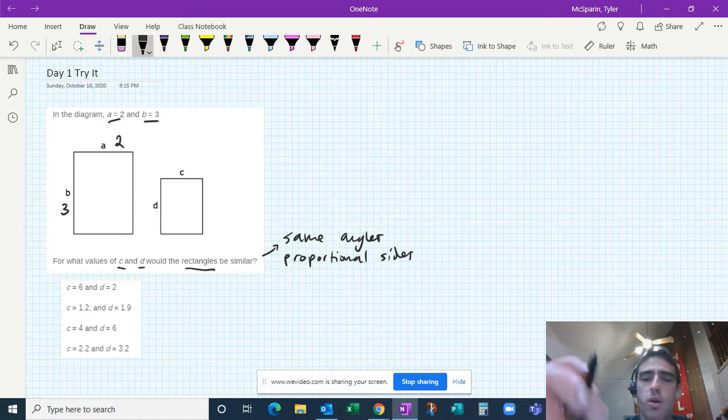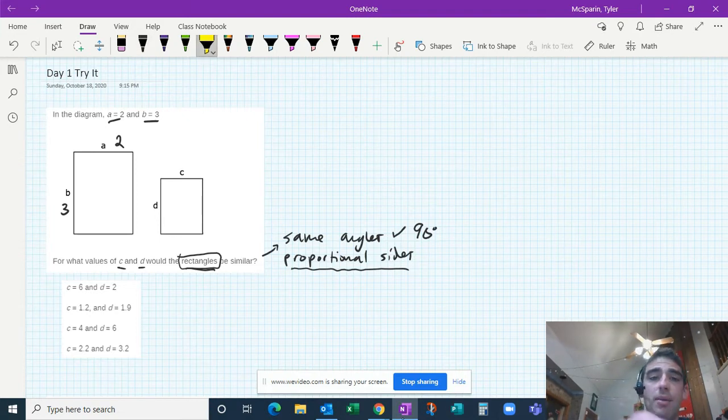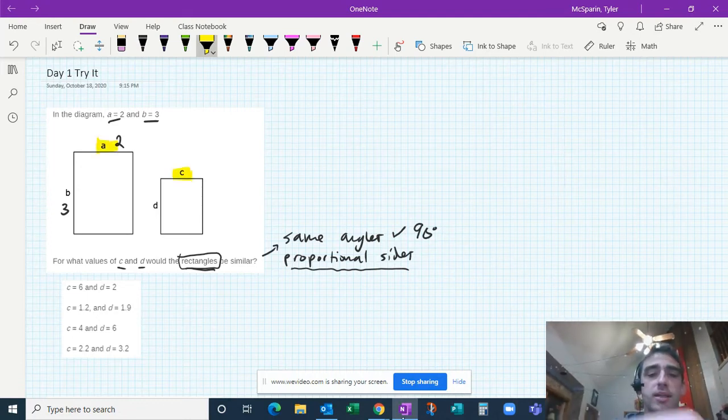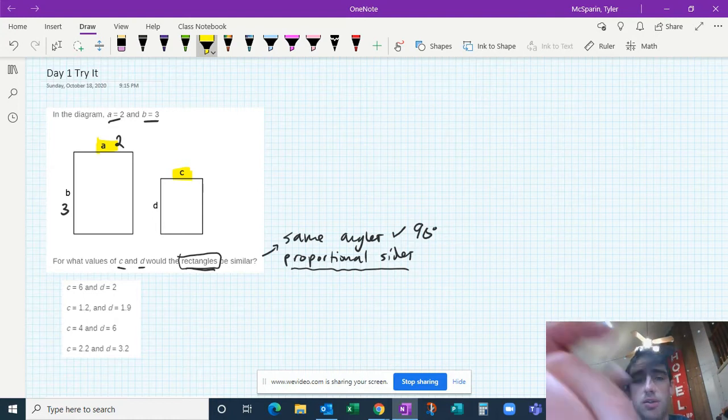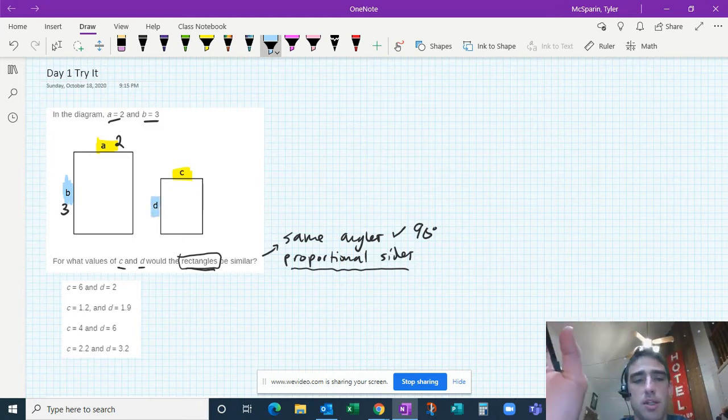Well, I know I've got the same angles, and I know that because it said rectangles, and rectangles have all 90-degree angles. So I don't need to worry about the angles. What I really need to think about is the proportional sides. So what does proportional mean? Proportional basically means we can make the same fractions out of corresponding sides. So I'm going to go ahead and mark my corresponding sides. A and C both look like they're the short sides here, but that isn't always the case. We can't always count on looks, and we'll see that in an upcoming problem. But for now, let's say A and C correspond, B and D correspond.